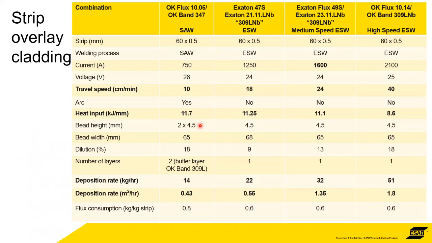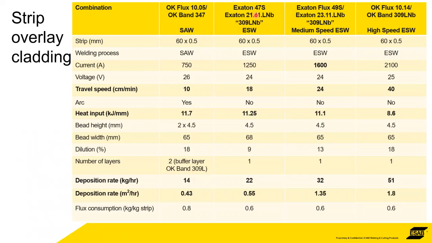So is that possible? Is that allowed in the client specification? Are you allowed an overlay that thick? But obviously it's going to take time. We're talking 14 kilograms an hour, but that's just for a single layer, so you need 2 of those. So that's halved in effect, or the production time is doubled.